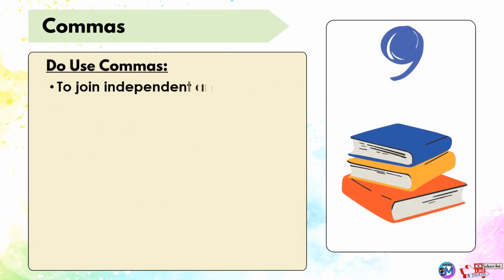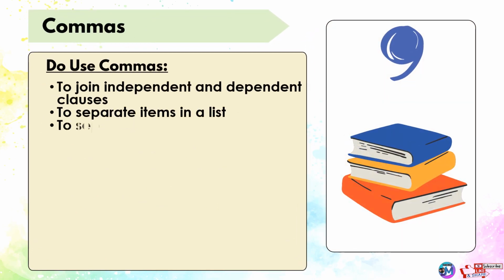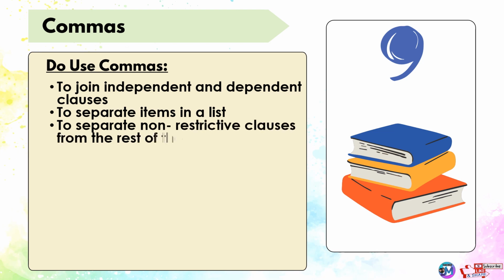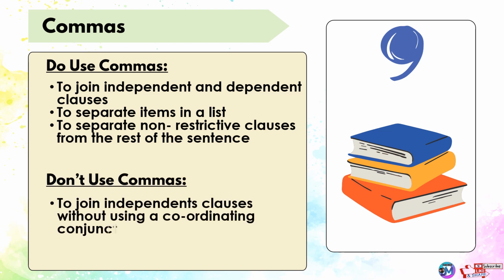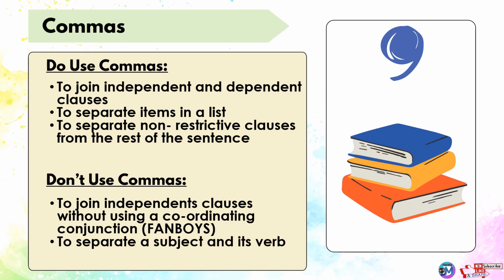Let's discuss comma. To use commas: to join independent and dependent clauses, to separate items in a list, to separate non-restrictive clauses from the rest of the sentence. Don't use commas: to join independent clauses without using a coordinating conjunction, FANBOYS, to separate a subject and its verb.